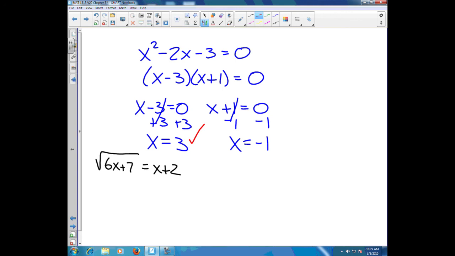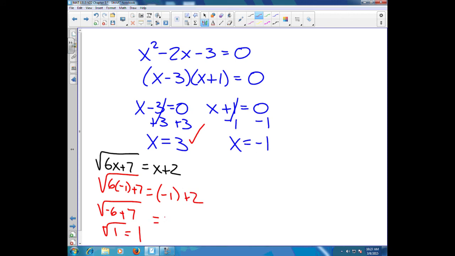And if x is negative 1, we get negative 1 times 6, which is negative 6, plus 7, which is the square root of 1, which is 1. And on the other side, negative 1 plus 2 still gives you 1. So negative 1 works as well. So both of these numbers are solutions to that equation.